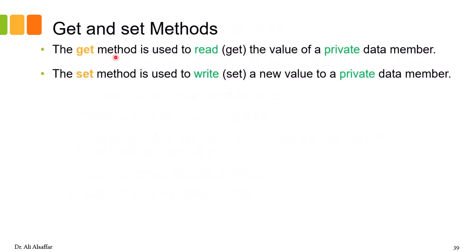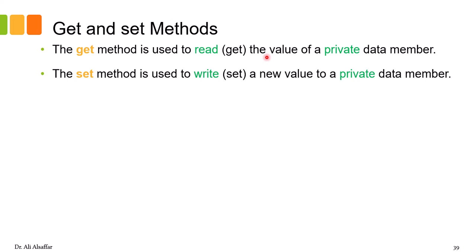So the get method is used to read the value of a private data member. And the set method is used to write a new value to a private data member. So here you are going to write a new value. And again, if the data is not private, then you don't need these methods. These methods are only if the data is private.